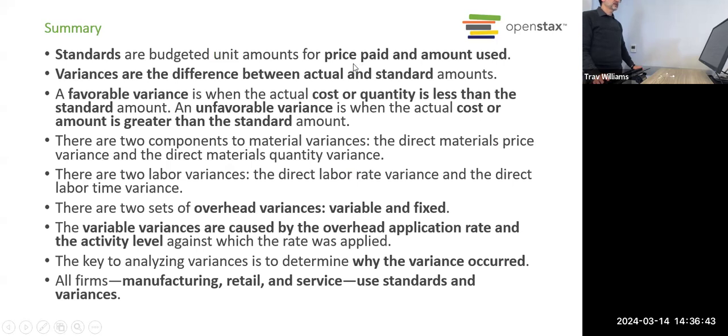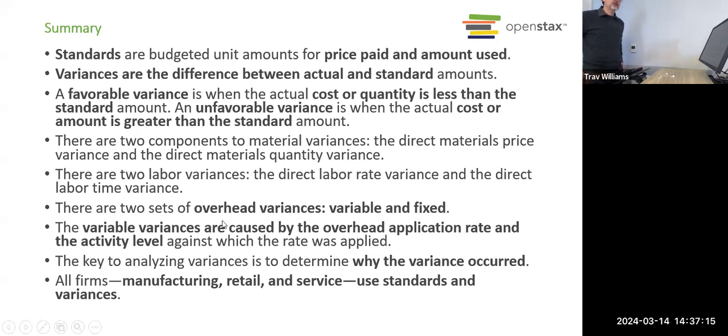So standards are both for price or rate and for quantity, right? And that applies whether we're talking about materials, labor, or variable overhead. And then once you have standards, you can compare your actual performance and see how much variation you have. Favorable means your costs are less than the standard. Unfavorable means your costs are higher than the standard.